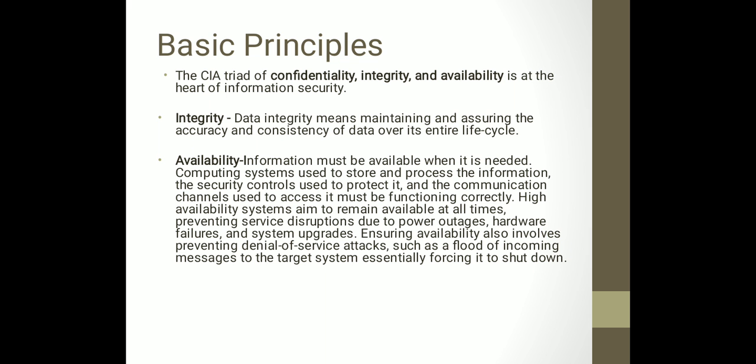The computing system helps us to store the data and process the information. The security control helps us to protect the data. The communication channel is used to access the data. Basically, availability helps us to protect against denial of service attacks as well as a flood of incoming messages to the target system.